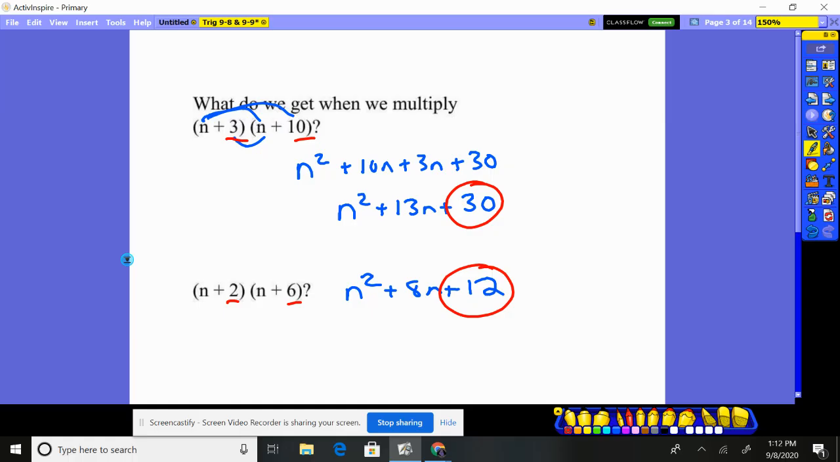So what do we notice about that outside number? It appears to be the product of those numbers. So you have a 3 and a 10, and this outside number every time is going to be where you're doing that 3 times that 10.